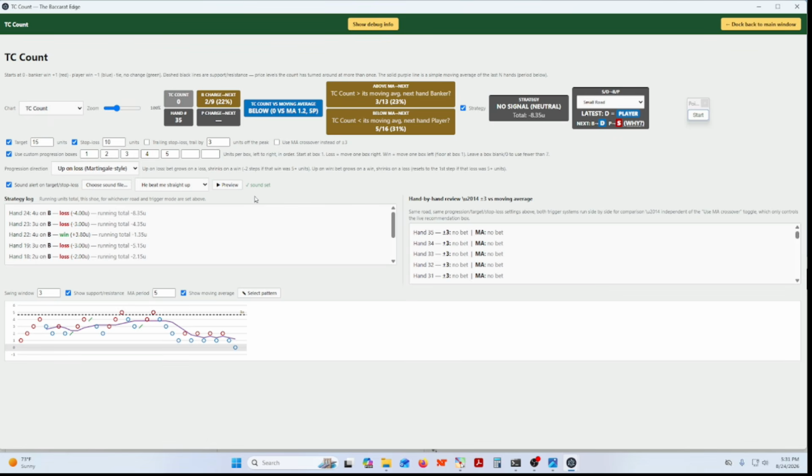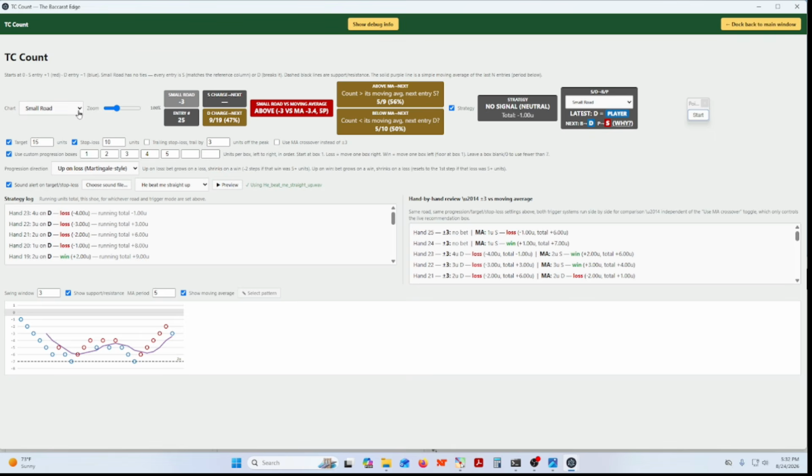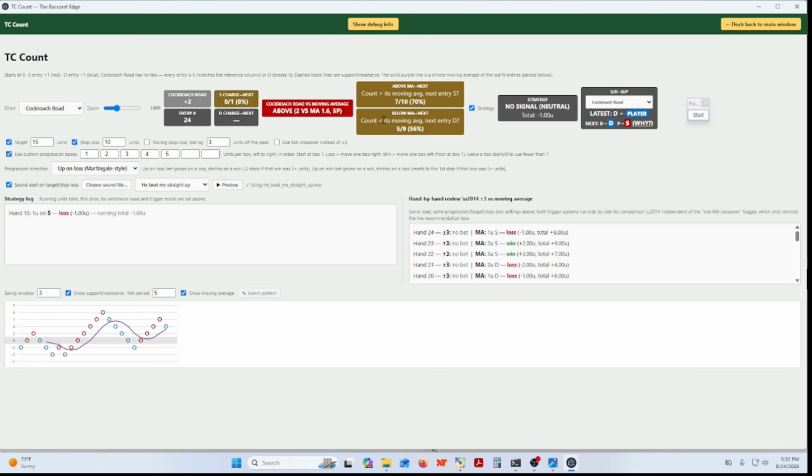I love playing the wave files, but anyway, let's get back to it. Now notice, I'm gonna show you something. On the TC count, you're down 8 units. On Big Boy, you made a unit up until entry 27 so far. On small road, you're down a unit. On cockroach road, you're down a unit.